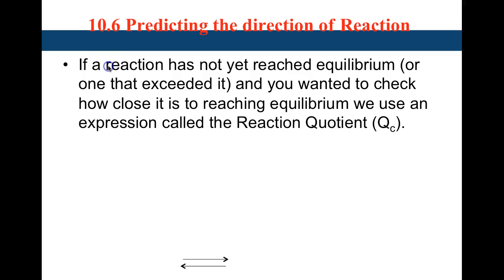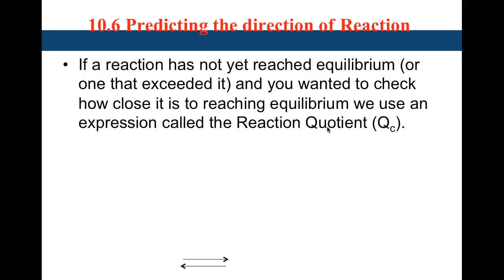All right. So, section 10.6, that's to deal with the reaction quotient. Now, how do you know whether you've reached equilibrium in a reaction? You have these huge reaction vessels, like in factory conditions, and you don't know if equilibrium has been reached. So you want to check how close you are to reaching that equilibrium, and then you will use this expression called the reaction quotient.